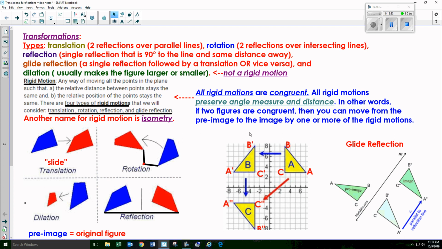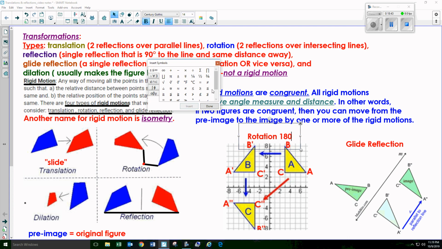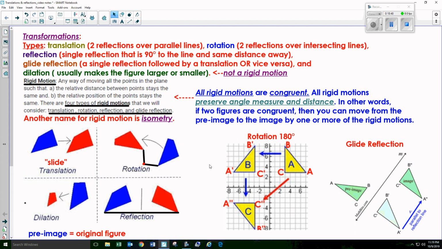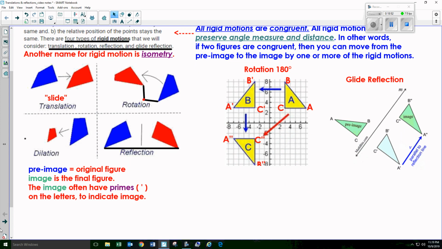So you can go ahead and write rotation 180 degrees for this here, because that's what that actually is. It's not a glide reflection like Google had told me it was. That's why you can't always trust everything. You gotta know what you're talking about.